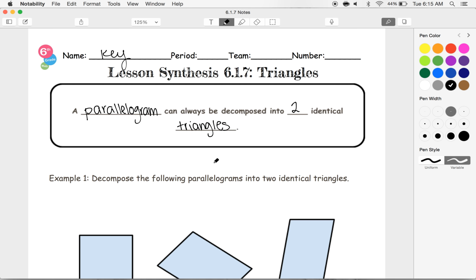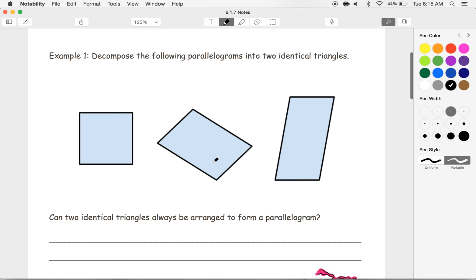Okay? So now that I have that, I'm going to take a look at my first square. I can cut this up. Parallelogram, I can cut this up. Parallelogram, I can cut this up. So I can see that I'm going to get two identical triangles.